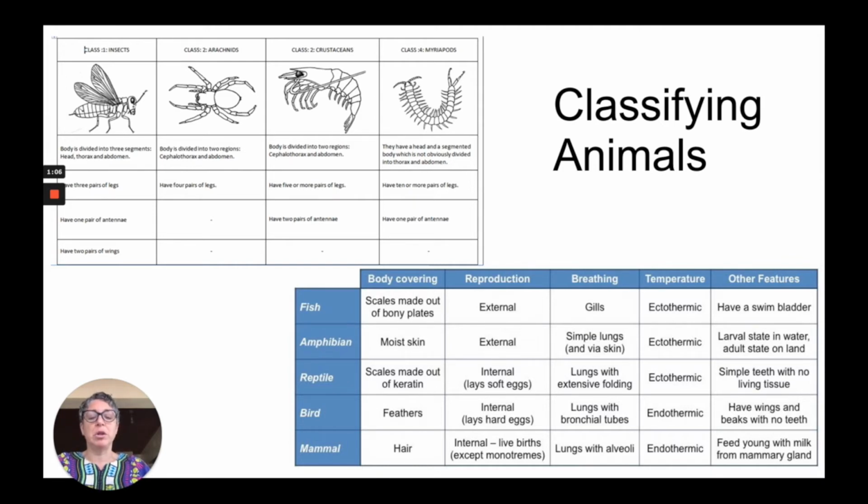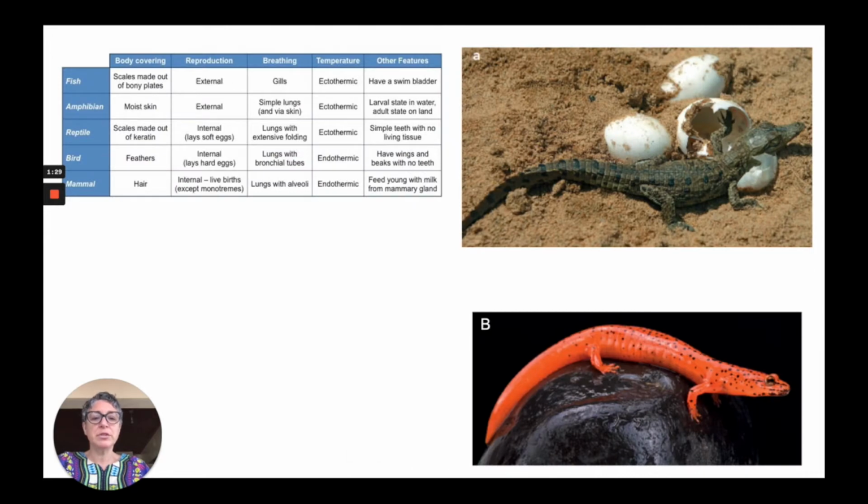the organism belongs to. If we're looking at vertebrates, we're looking at 5 different classes, and typically we look at the body covering in order to determine which class an organism would belong to, but there are, again, other features that we could look at that would help us to determine which class of vertebrate the specific organism that we're looking at belongs to. So let's do some examples.